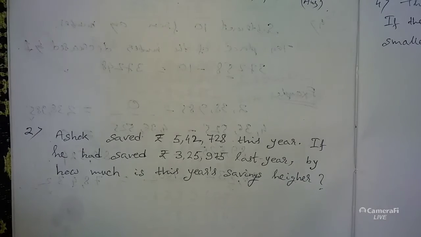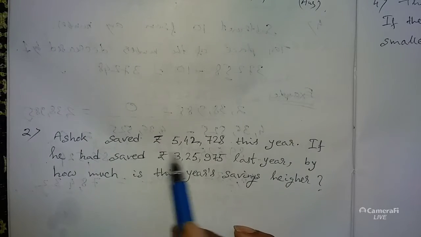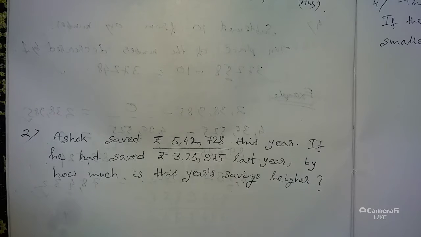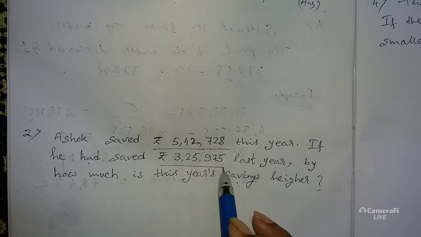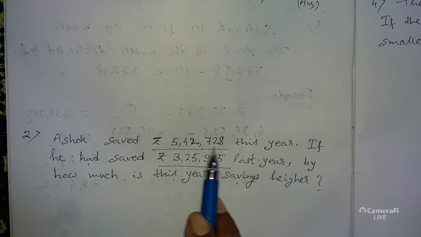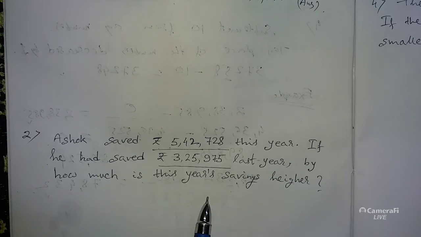So check which saving is higher, last year or this year. Ashok saved this year rupees 5,42,728 and he had saved rupees 3,25,975 last year. So this year he had saved more. So how much more, you have to find. For this one we have to subtract.